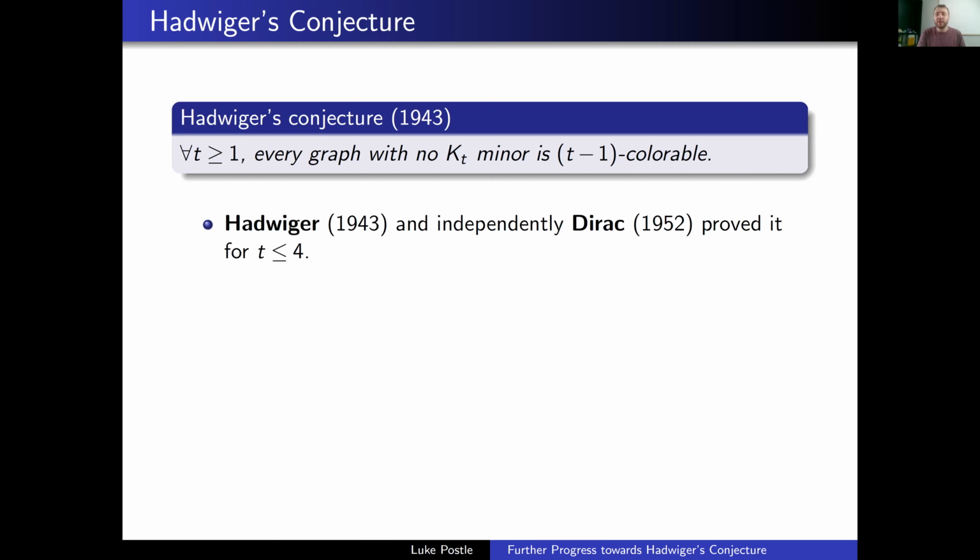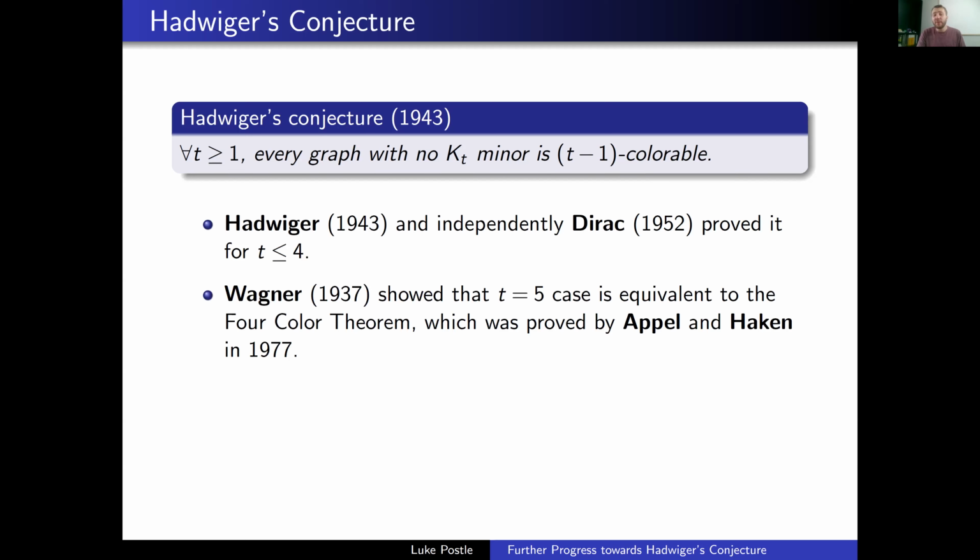What was known, you probably all know, is that Hadwiger, and independently Dirac, had proved it for t at most 4. For t equals 1 and 2, it's trivial. For t equals 3, it's just saying that if I don't have cycles, then I'm 2-colorable. So that's easy. Four was a little bit harder, but also relatively easy. As for 5, Wagner had actually shown before Hadwiger that it's equivalent to the 4-color theorem, which was only proved by Appel and Haken in the 1970s.